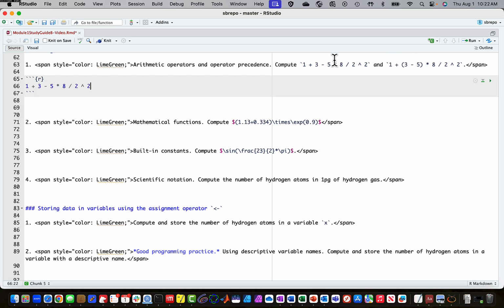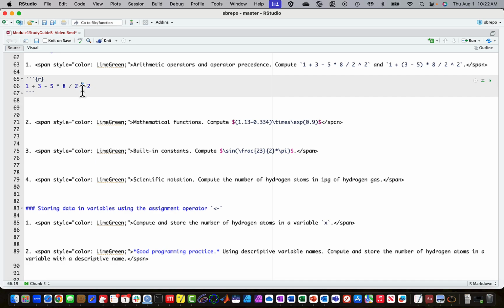And you can see this is an arithmetic expression that uses these symbols plus, minus, asterisk, and caret, which stand for the operations of addition, subtraction, multiplication, the forward slash is division, and the caret is exponentiation. And the question then arises, which operators will be evaluated first? So, what will be the order in which they're evaluated? And that is determined by the operator precedence rules.